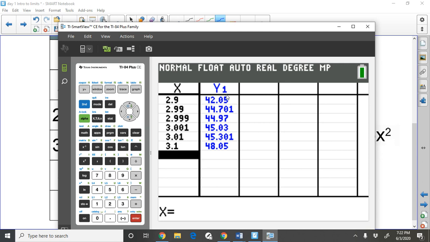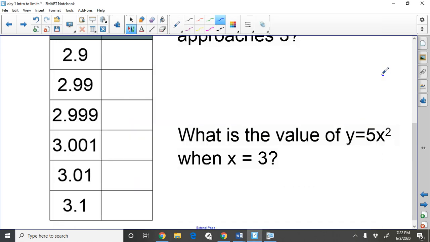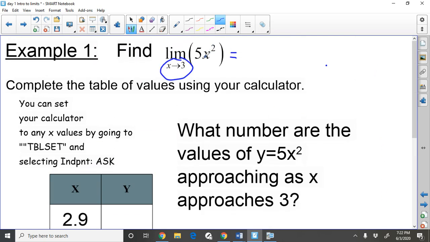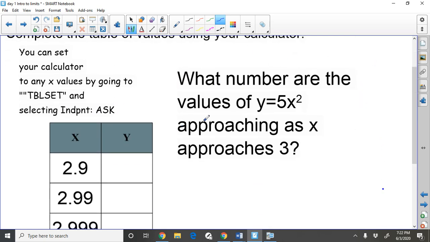So when you do your homework tonight, you're going to figure out some values that are really close, put the number you're approaching in the middle, and then you're going to copy this table that you make on your calculator down. But then to answer the question, what is the limit as x approaches 3 of 5x squared? The limit is 45.